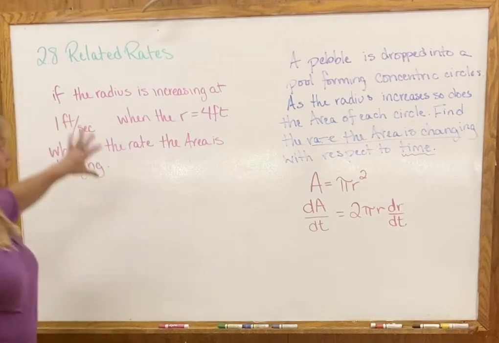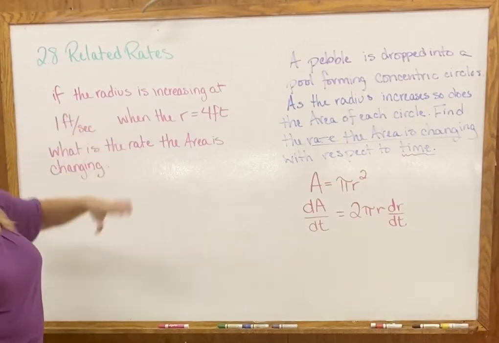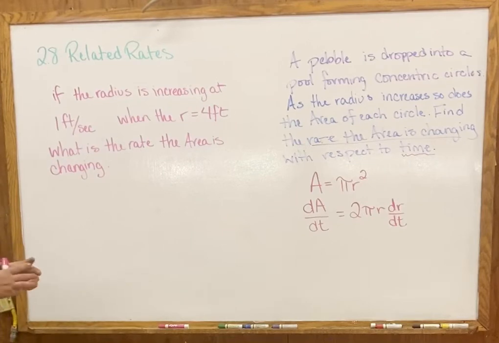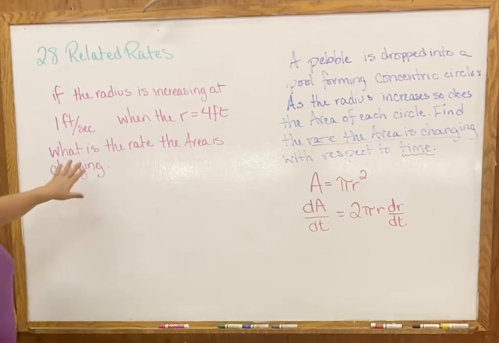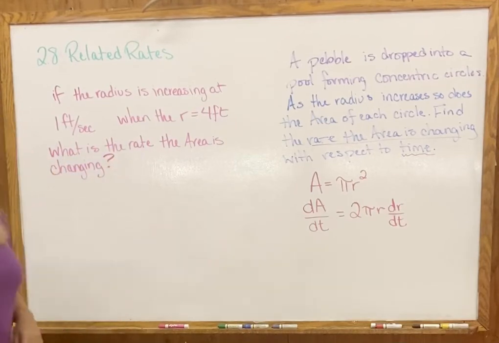Okay, so now they've actually given us the word problem here. So they're saying we've got our circles and the radius is increasing at 1 foot per second. So we're growing like this. The radius is increasing 1 foot per second. And then it asks us, what is the rate the area is changing at this one particular point?